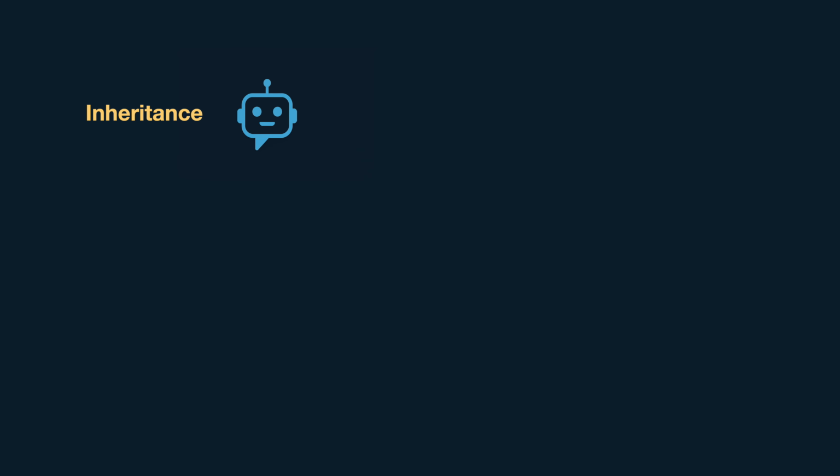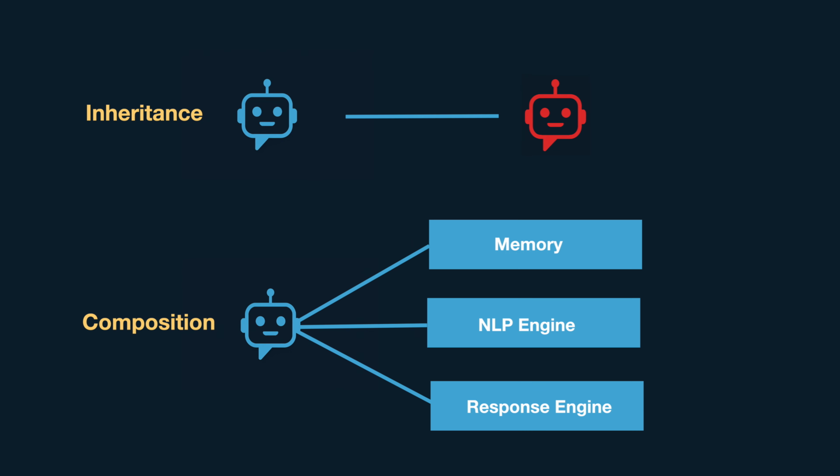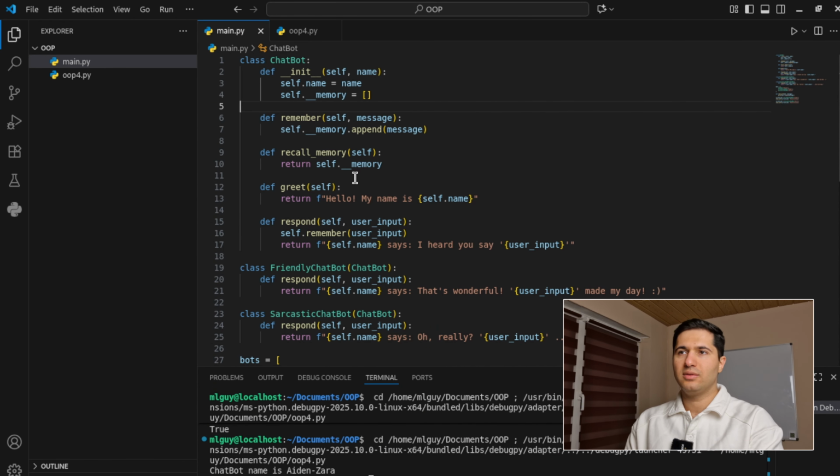For our chatbot examples, inheritance works for the sarcastic and friendly chatbot, for the personalities that we define. Composition, however, works for features like memory, natural language processing part, or even the response part. Let's start breaking our chatbot into the pieces that we can use. From the previous examples from the chatbot, we have this class of the chatbot. The main class includes all the parts that we want to separate. Let's start with the memory. We have the remember and recall memory.